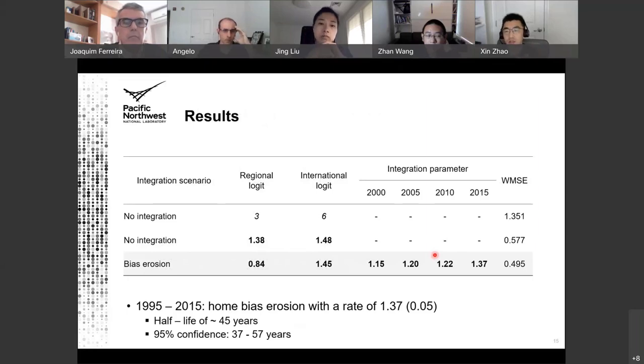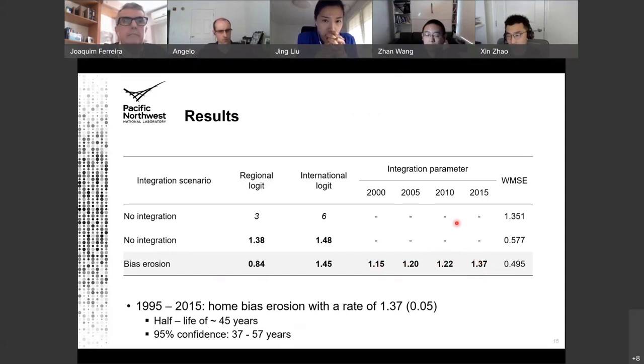Let's take a look at those results. So basically this row is a result from the integration scenario of bias erosion. Those are the Armington elasticities at the regional and the international level. And here are the integration parameters, which are the converging rate we defined. Whenever those parameters are bigger than one, it means we discovered this trend of market integration from those historical data. I didn't show it in this table, but all those values are statistically significant. And we also saw a trend of increasing rate of market integration over time, which would make sense.